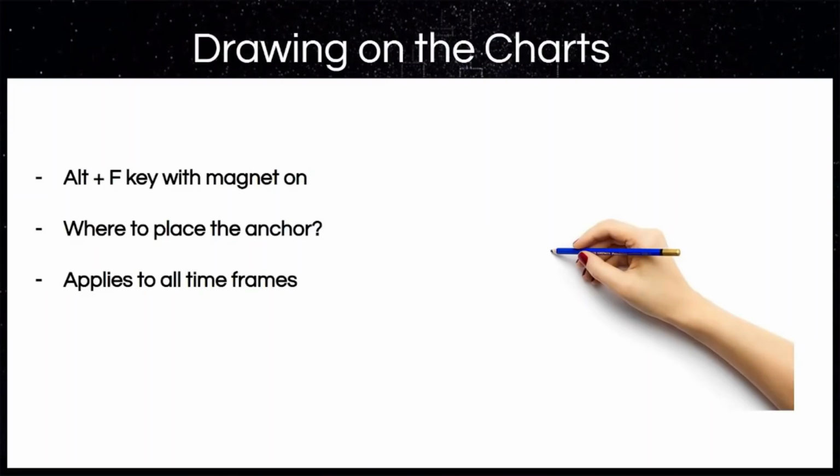So before I get into an example of actually drawing the fib retracement, you use the Alt and F key at the same time with your magnet on. I'll show you what that means, where to place the anchor to do these measurements. And I want to make sure that we all know that this applies to all time frames, whether you're a swing trader using monthly, weekly, daily time frames, or a day trader using 2, 5-minute, hourly time frames. It is worthwhile to learn.